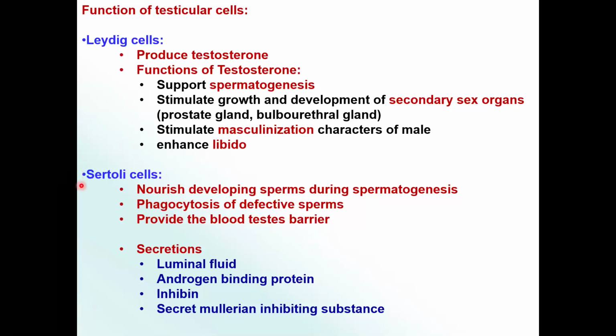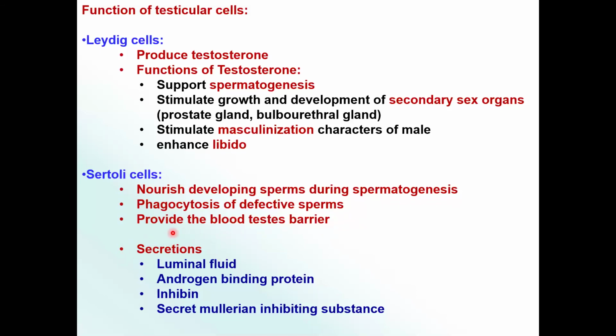The other type of cell is the Sertoli cell, which occurs within the seminiferous tubules, and it acts to nourish and support the development of sperm during spermatogenesis. It also acts to phagocytose defective sperm and provides the blood-testis barrier. This is very important to protect the testis from toxins in the blood. It is very similar to the blood-brain barrier.